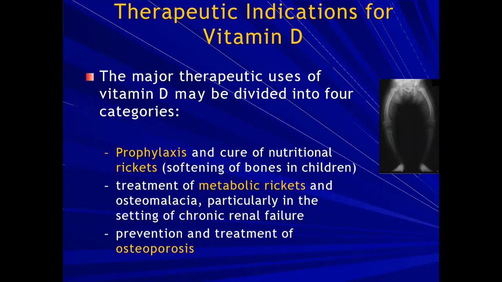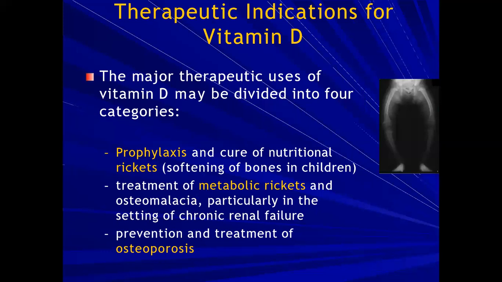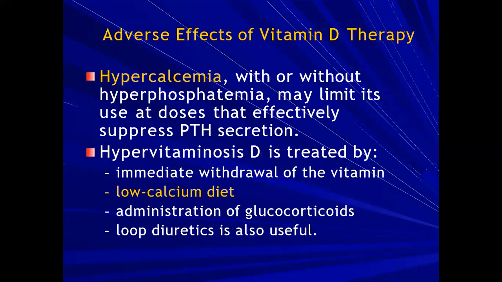Again, it is also used in the prevention and the treatment of osteoporosis. Those are the 4 areas where we use vitamin D for prophylaxis and the care of nutritional rickets, metabolic rickets, and osteoporosis. Those are areas where we use this vitamin D.